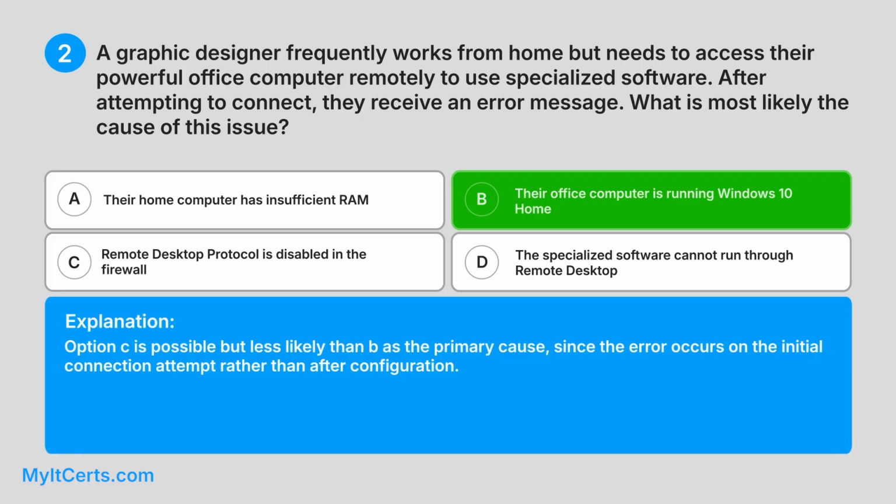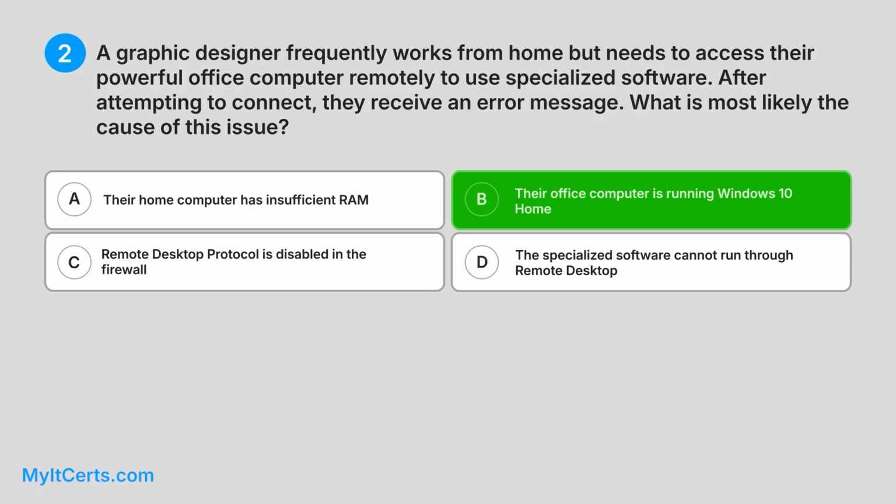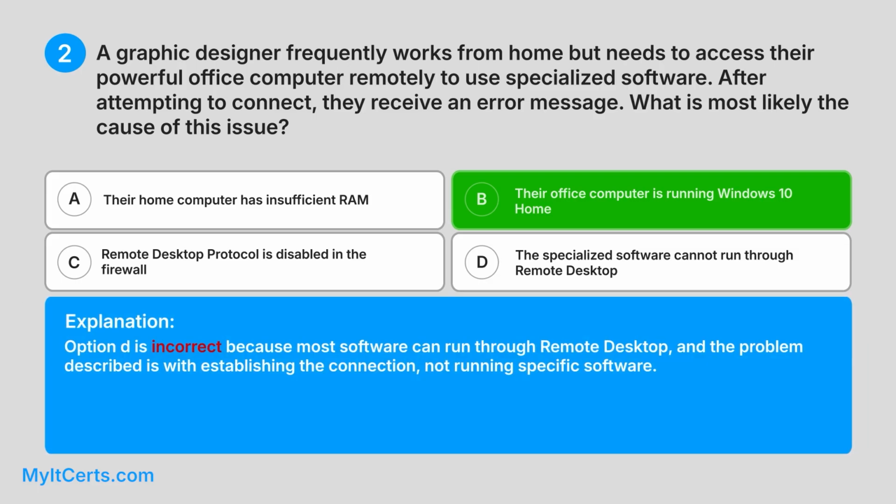Option C, Remote Desktop Protocol is disabled in the firewall, is incorrect because it is possible, but less likely than B as the primary cause, since the error occurs on the initial connection attempt rather than after configuration. Option D, the specialized software cannot run through Remote Desktop, is incorrect because most software can run through Remote Desktop, and the problem described is with establishing the connection, not running specific software.